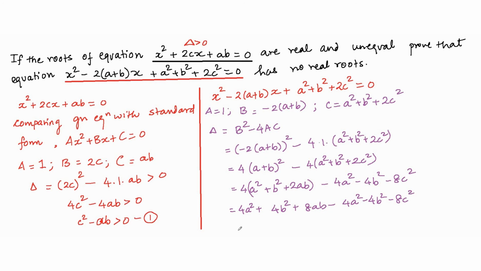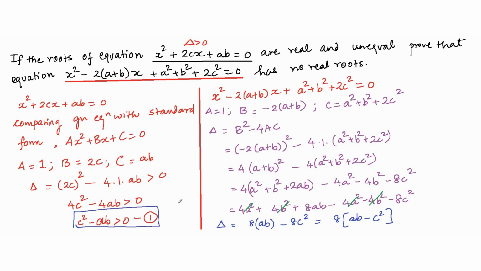Again over here you will notice that 4a square minus 4a square cancels, 4b square minus 4b square cancels, and therefore I am left with 8 times ab minus 8 times c square. 8 can be taken out as common. So this is 8 times (ab minus c square). This is my discriminant. Now c square minus ab is greater than 0, that is the result that I got from the previous equation, if you remember, right?